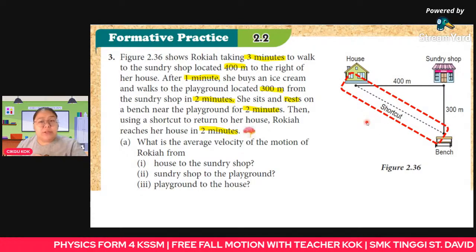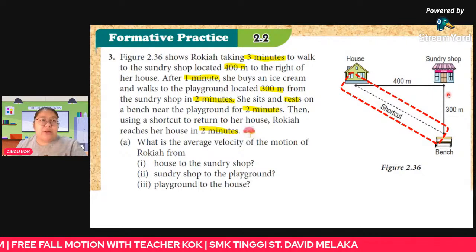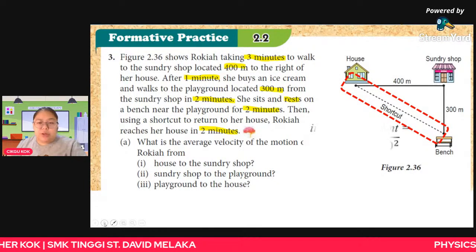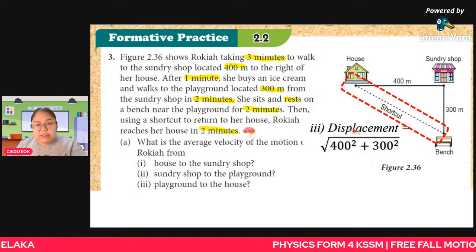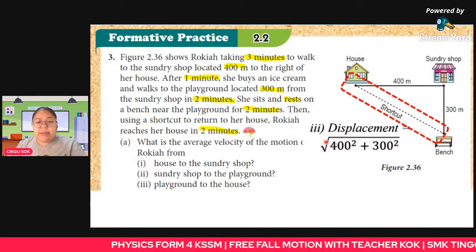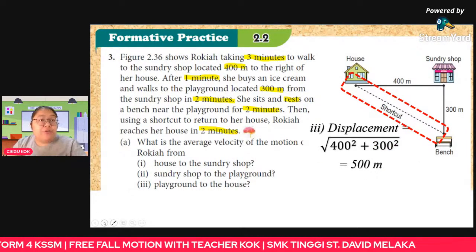We will be using the Pythagoras theorem, because this is a perpendicular triangle. So by Pythagoras theorem, we show the formula. Displacement equals 400 squared plus 300 squared, then you need to square root. From here we find that the shortcut is 500 meters.